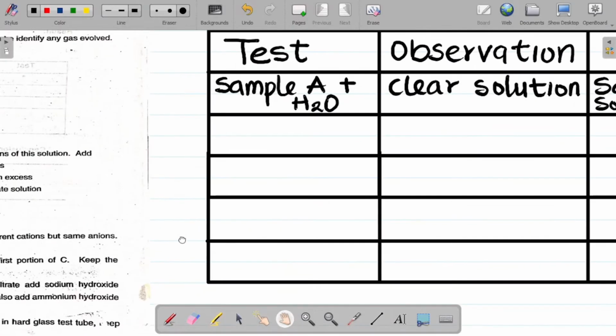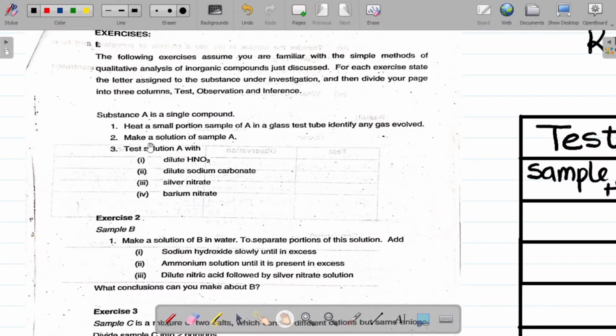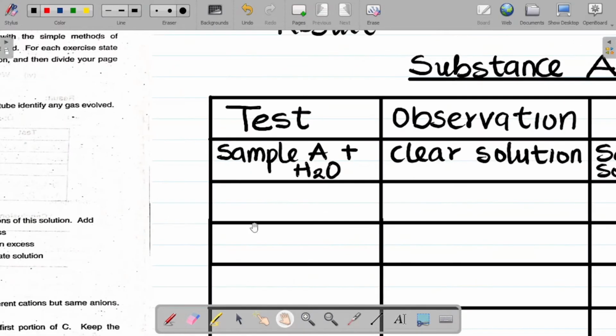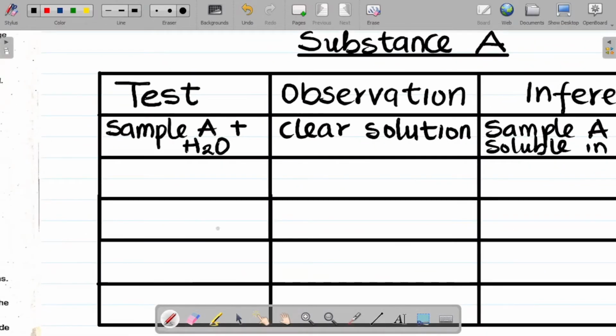Let me look at the next task. We've answered this one, which is make a solution of sample A. Number three says test solution A. So it's now solution A with the first one there, dilute HNO3, which is nitric acid. So I'm testing solution A with dilute HNO3.